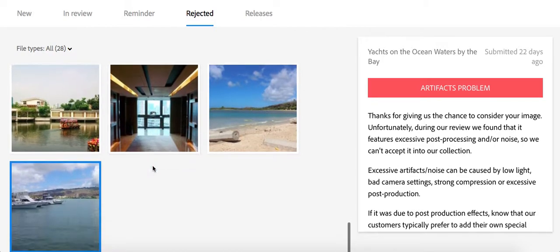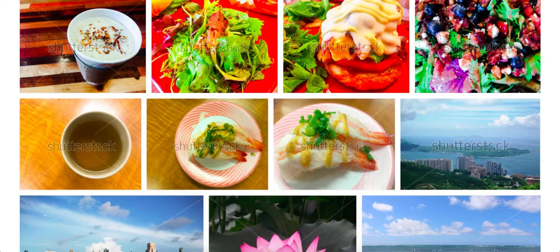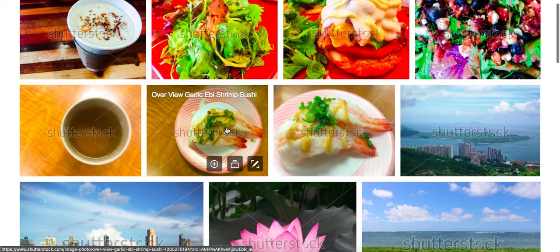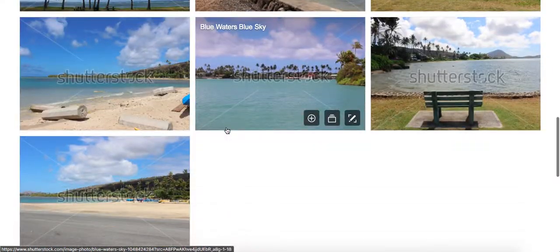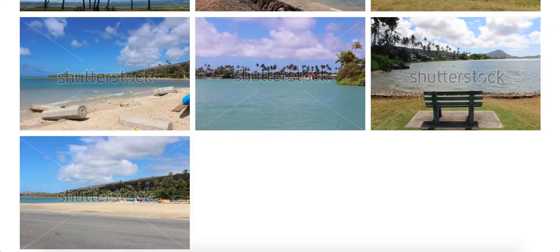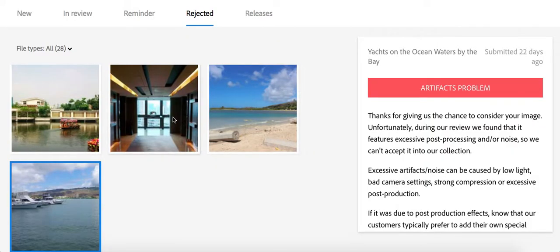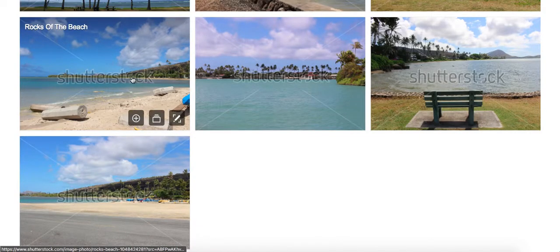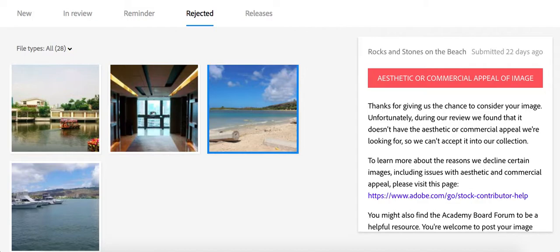That's very different from my Shutterstock profile. I also added new images lately, and Shutterstock accepted this one even though it's not appealing according to Adobe Stock. So Adobe Stock rejected this one, but Shutterstock accepted it. So it's sort of different between those two platforms.